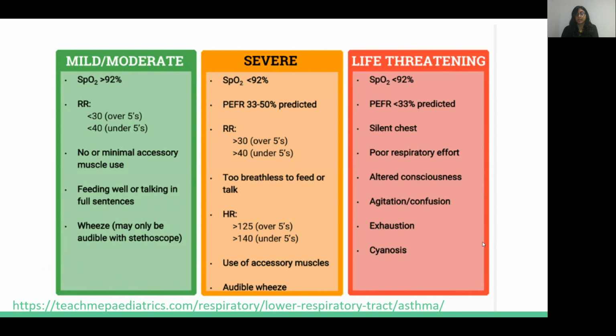PEF is peak expiratory flow. It's the tube you blow into really hard, and it gives you a reading of the force with which a child is able to expire. It's really, really helpful if you're not sure about sending somebody home. If their peak expiratory flow is over 50%, then we're generally doing okay and they might be able to go home. It just depends how they're coping with that. If it's less than that, I really want the child to be admitted.